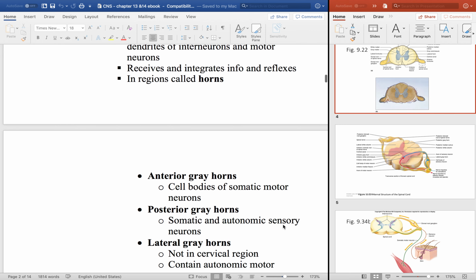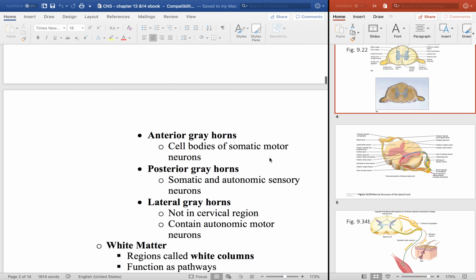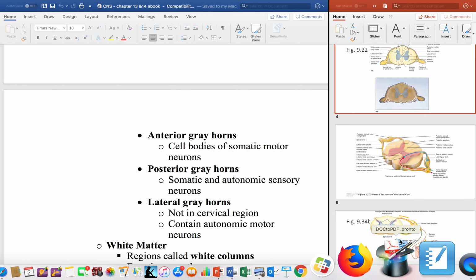If you look here, you can see that the anterior gray horns are the cell bodies of the somatic motor neurons. Remember, that's the voluntary system. And then the posterior gray horns are the somatic or autonomic sensory neurons. The lateral gray horns contain autonomic and motor neurons. They only contain the autonomic and motor neurons of the abdominal cavity. So let's look at them and see what they look like on the PowerPoint.